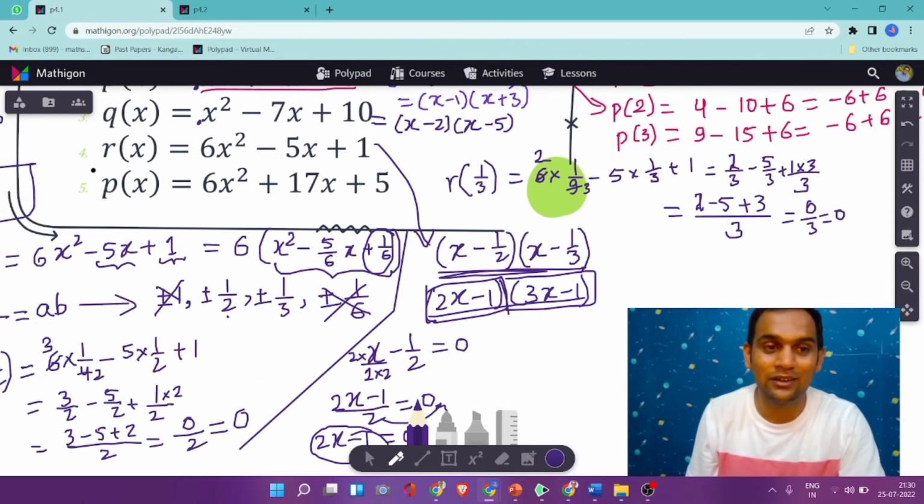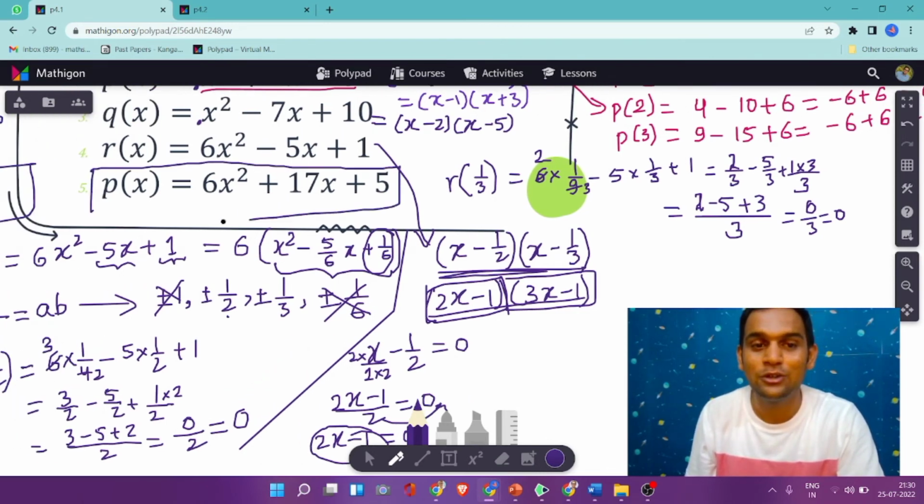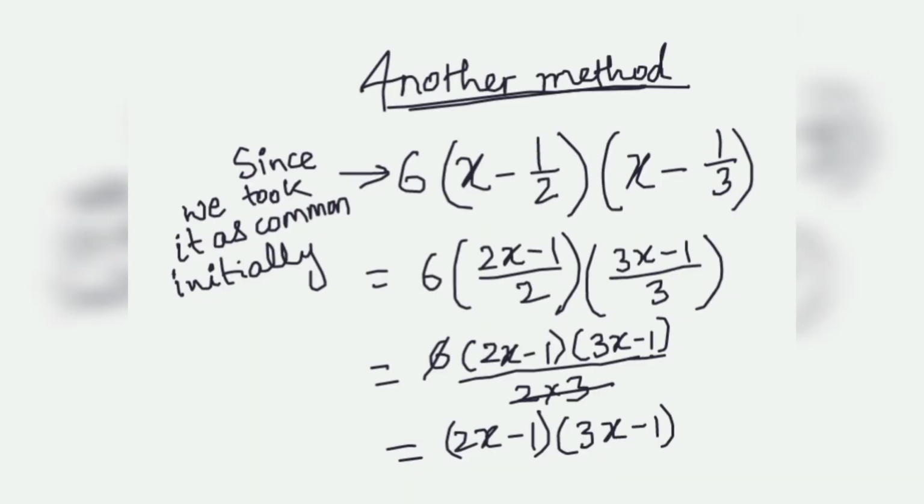You can try to factorize this particular question. You can answer in the comment section. I'll tell you if your answer is correct or not. Okay, 6x squared plus 17x plus 5. Similarly, you can follow the same procedure. I've kept the 6 as it is.